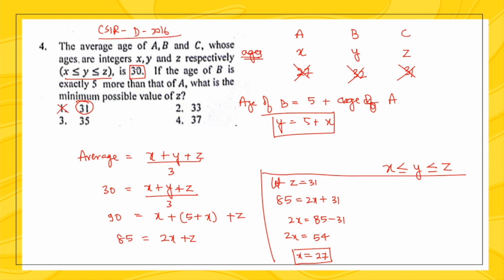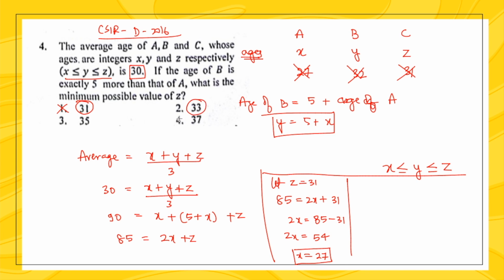Did you understand why this is not the correct option? Because it should follow the trend that x should be smallest, y is there, and z should be biggest or equal to y. So that is not being followed. Okay, now we will take the next number, which is 33.